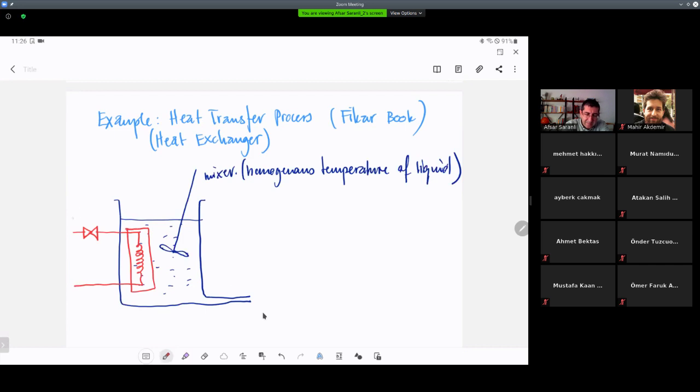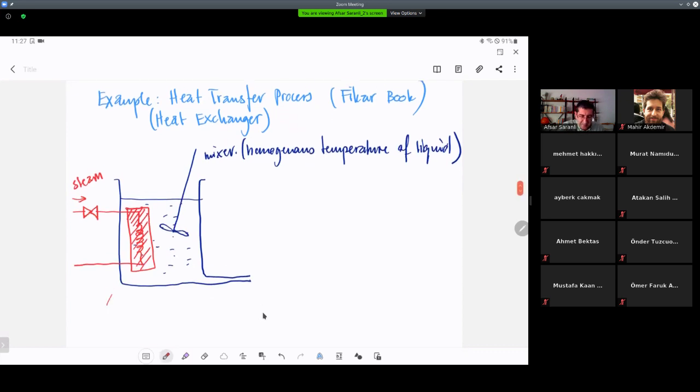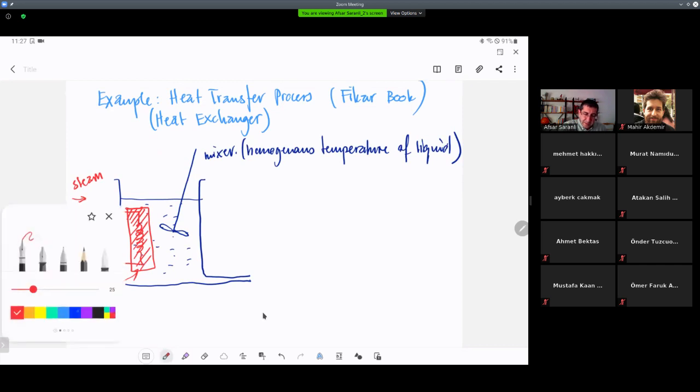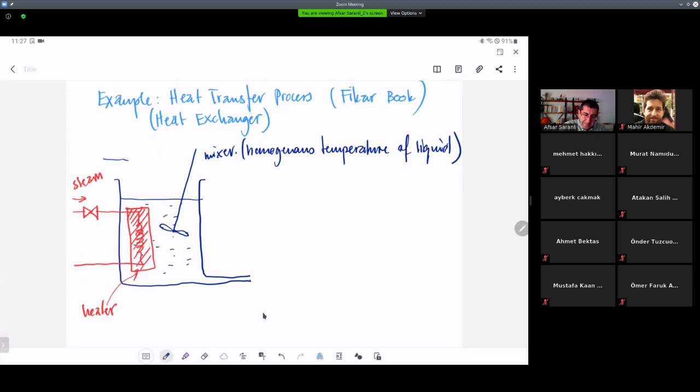So steam coming in. We will simplify the process. We will not really dive too much into what's happening with the steam and so on. But the heater, this is our heater. It's basically transferring heat energy, thermal energy into the liquid. So there is liquid coming in with a certain input temperature, T in, and a flow rate Q.